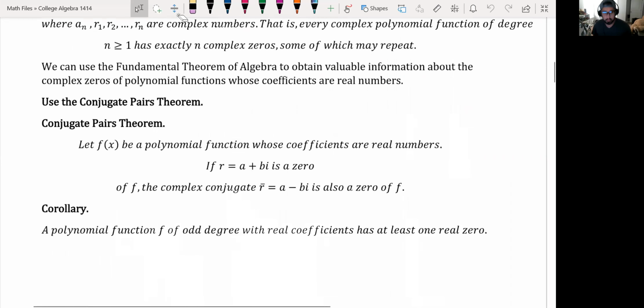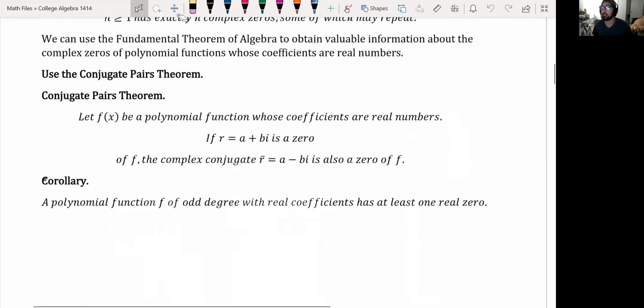Oh, what else? We can use the fundamental theorem of algebra to obtain valuable information about the complex zeros of polynomial functions whose coefficients are real numbers. Now we get into something called the conjugate pairs theorem. We've seen the conjugate before. It's how you rationalize a denominator, an expression with a radical in the denominator. We multiply by the conjugate, right?